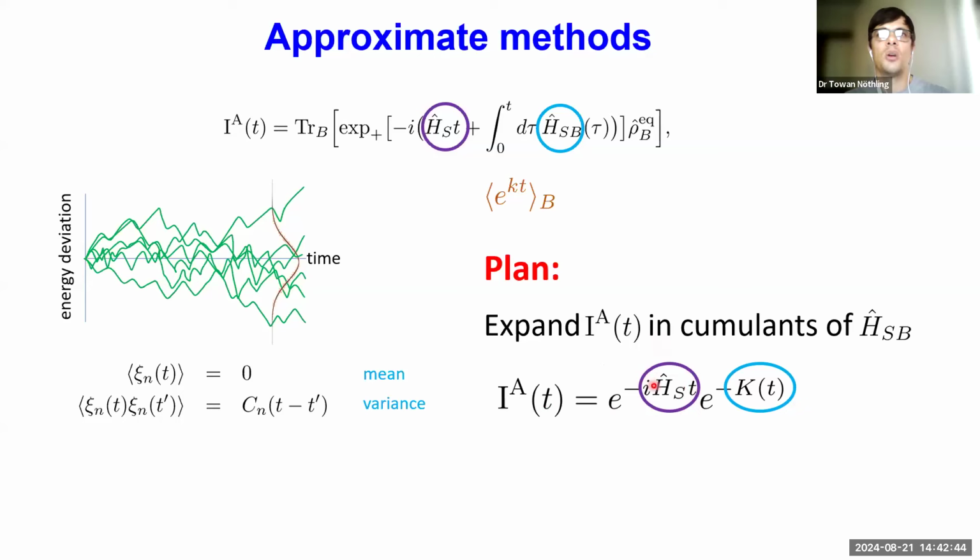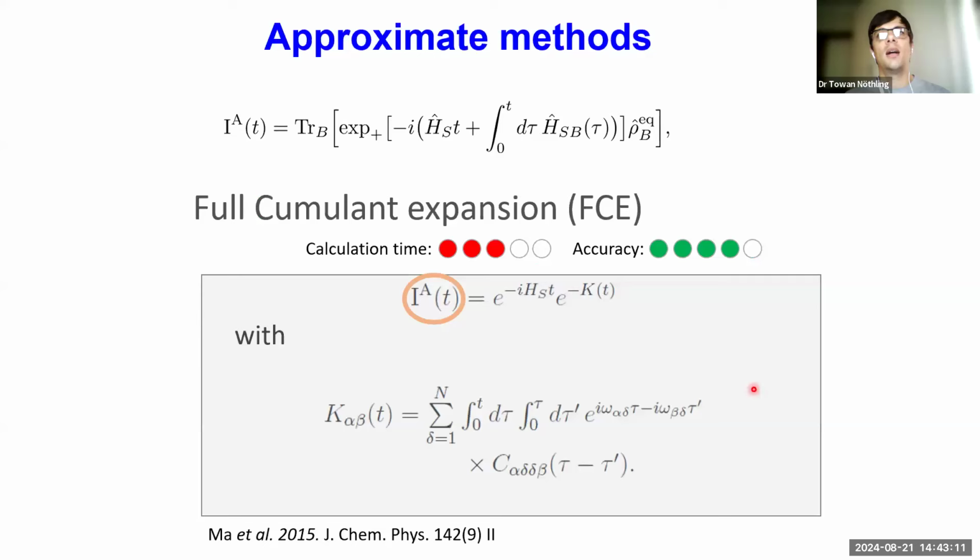The first part deals with the unitary evolution, that's boring. The second part deals with the system bath interaction, and since the system bath interaction is characterized by Gaussian statistics, we will expect to find only up to the second order cumulant, or the variance in this expression, excuse me. And that is exactly what we find in a method called the full second order cumulant expansion method.